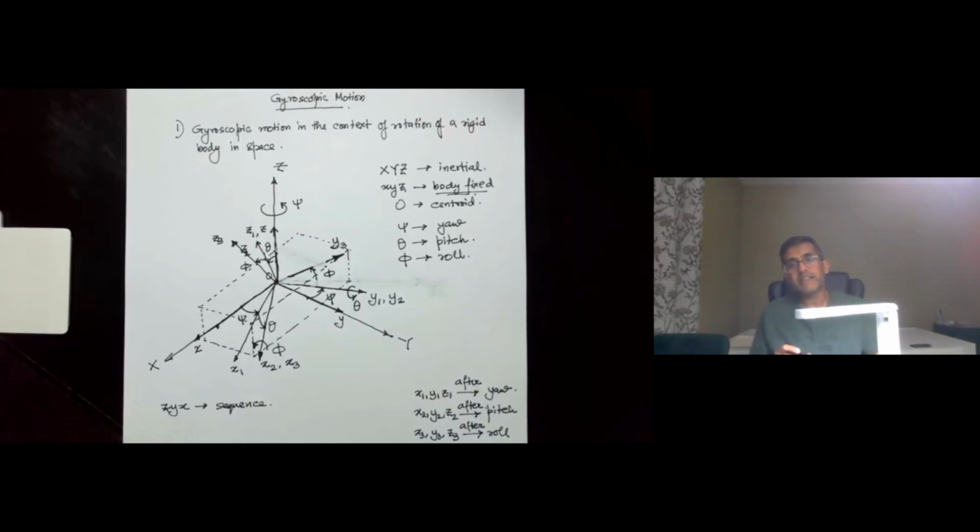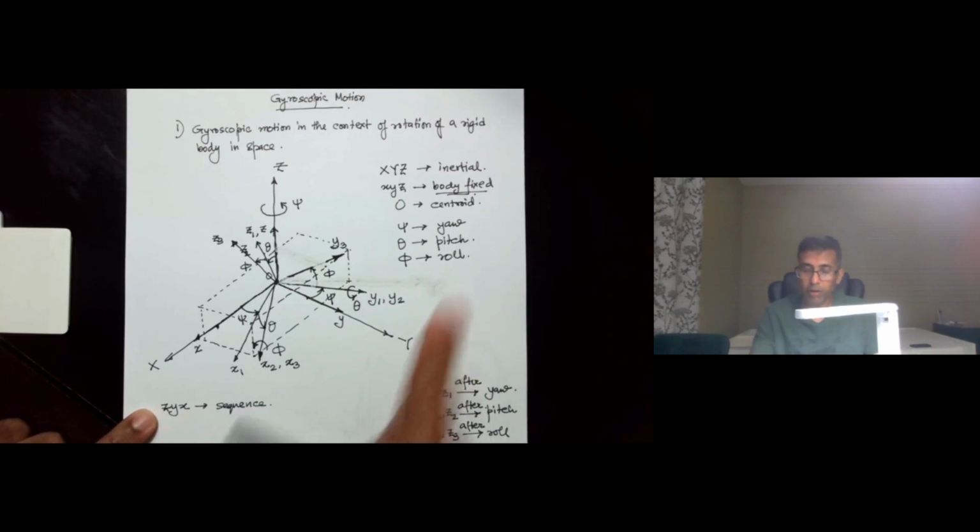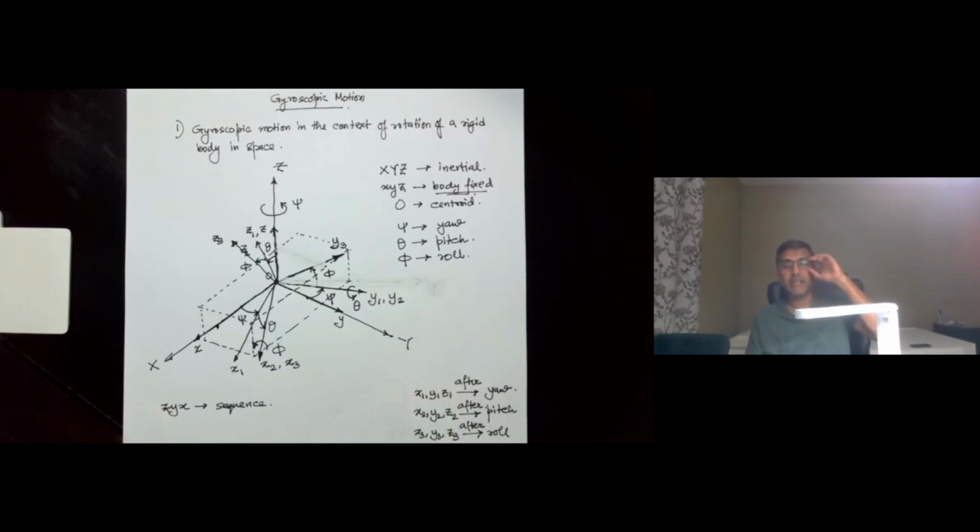What we mean by this is that the first rotation is given about the body fixed Z, the second rotation is given about the body fixed Y, and the third rotation is given about the body fixed X. Okay, so the yaw, pitch, and roll essentially is a Z, Y, X sequence of rotations.